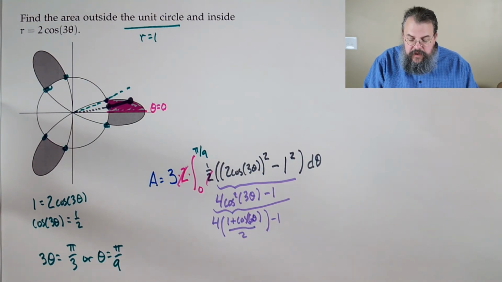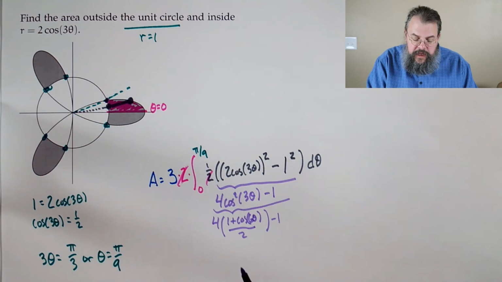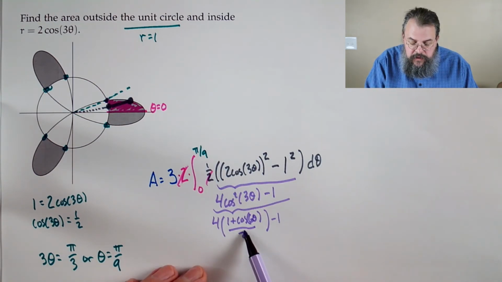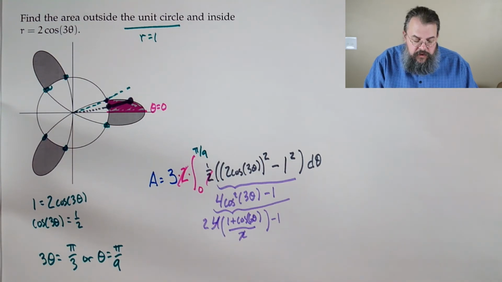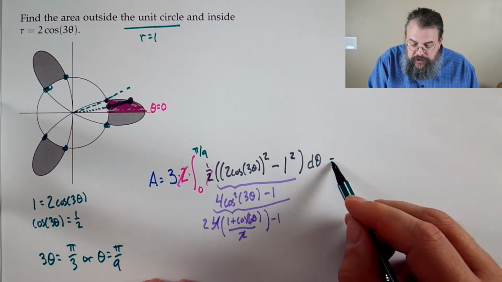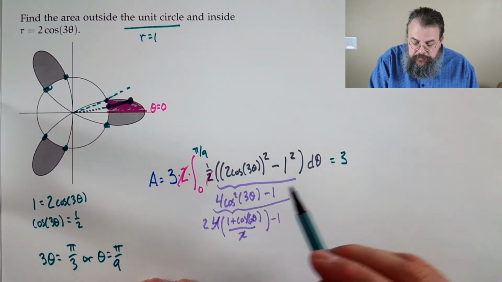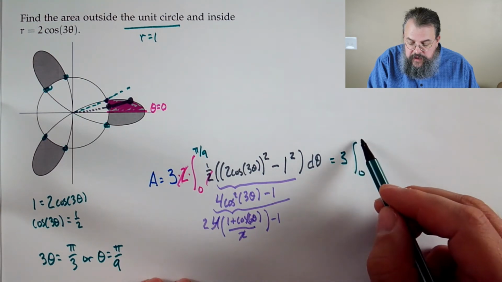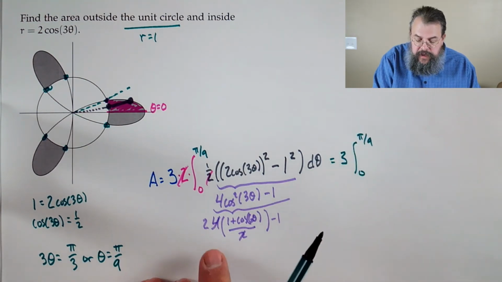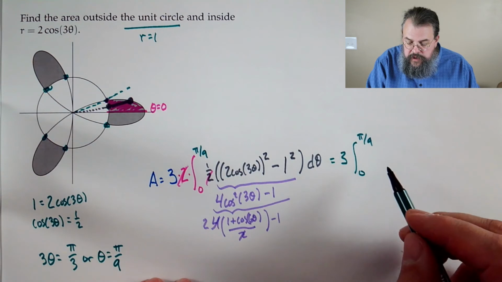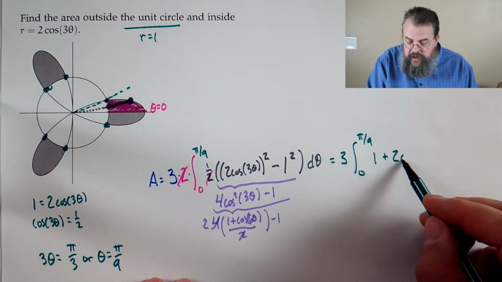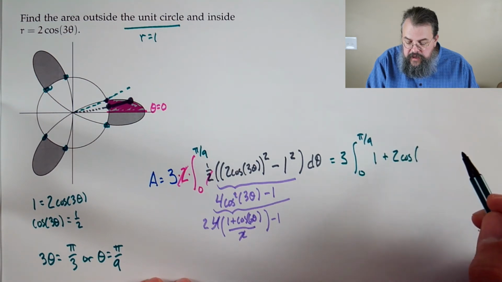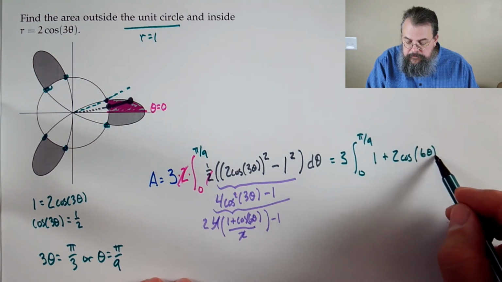And now we say, great. Well, notice what you have. 4 over 2. Well, that really makes this a 2. And you have 2 minus 1. So we have that this becomes the integral. We have that 3 out in front we're not going to forget about. Integral 0 to pi over 9. And we have 2 minus 1, which is 1, plus 2 cosine of 6 theta.